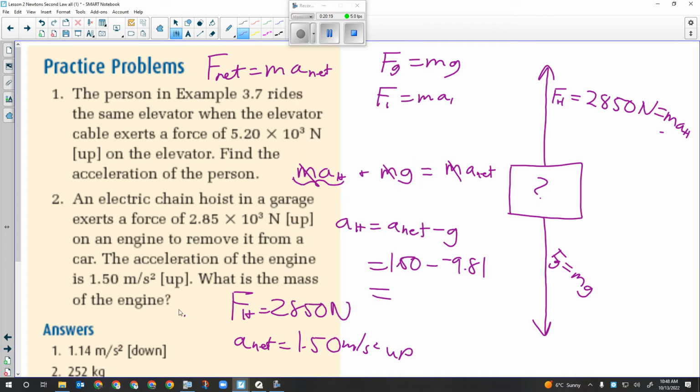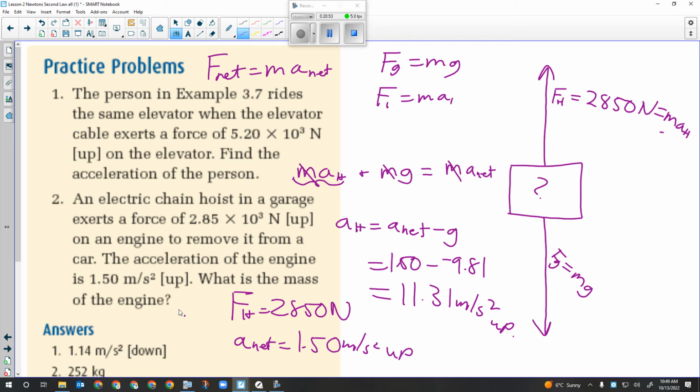So I get 11.31. So if there was only the hoist, if there was no gravity, the hoist could accelerate the engine at 11.31 meters per second squared. What we have to understand here is that the vector sum of all forces works exactly the same as the vector sum of all accelerations, because they have in common the same object, the same mass.